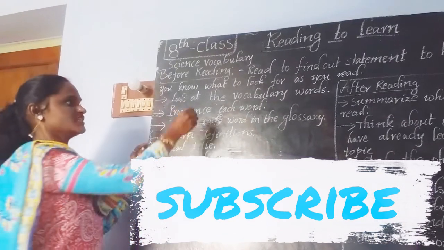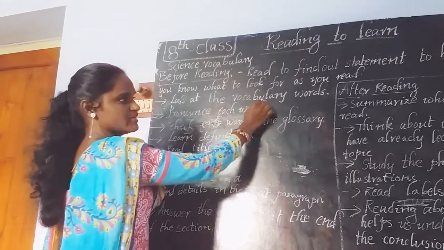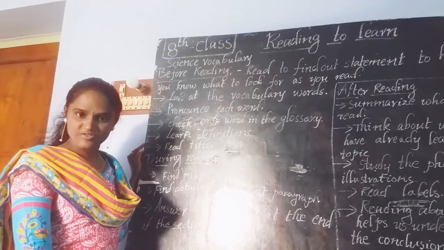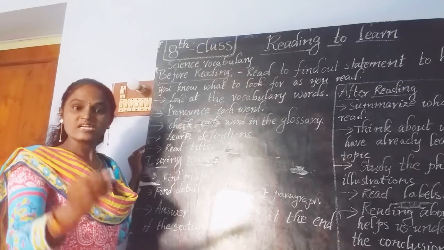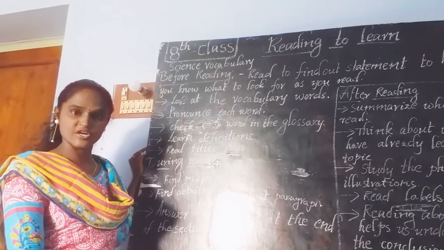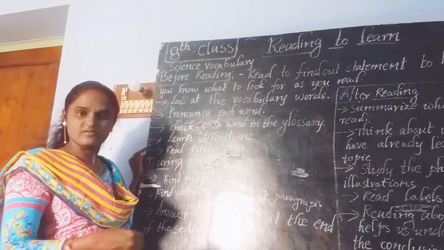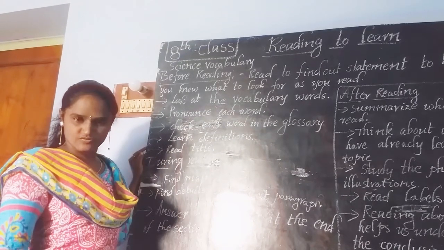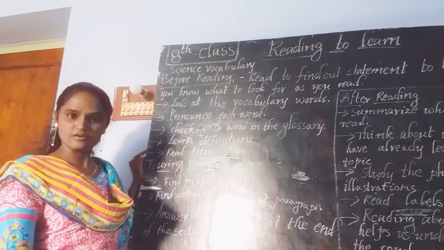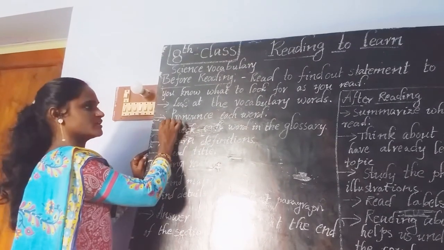Okay. Then see here, look at the vocabulary words. First, before going to read the topic, what do we have to do? First we have to collect the meanings of science vocabulary, the words which are difficult for us while we are reading. Such kind of words you have to pick, and you have to find the meanings of such words. Then move to the next one.